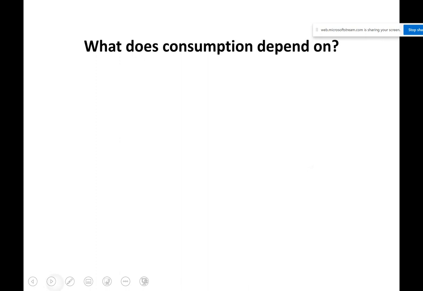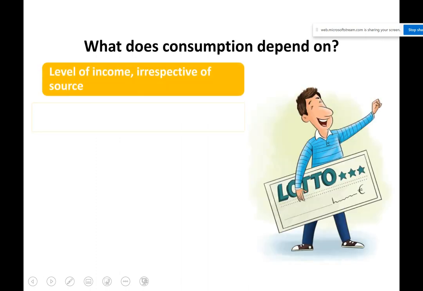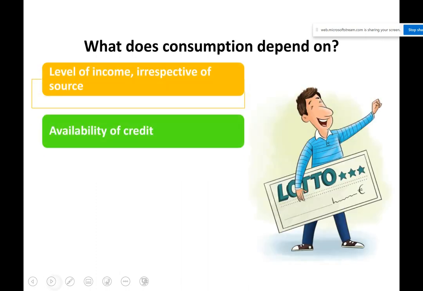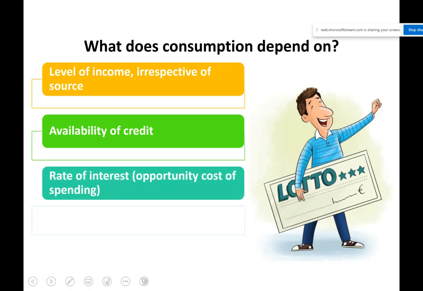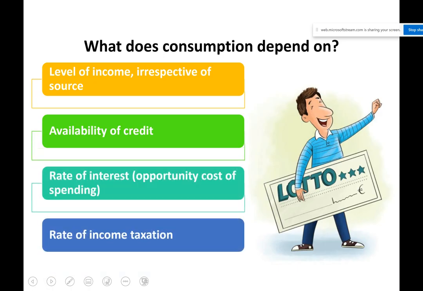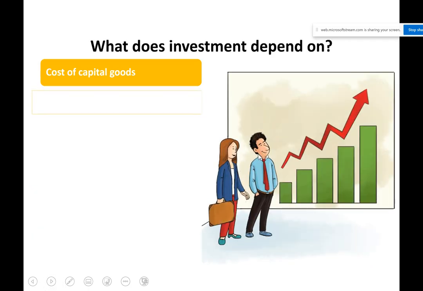Okay, it's all here. What does consumption depend on? Why do we eat? Income, or why do we buy stuff? We talked about this: how much money you have, how much credit's available, what's the rate of interest. We've talked about that. What's the situation with taxation? Okay. What does investment mean? We've talked about this as well.